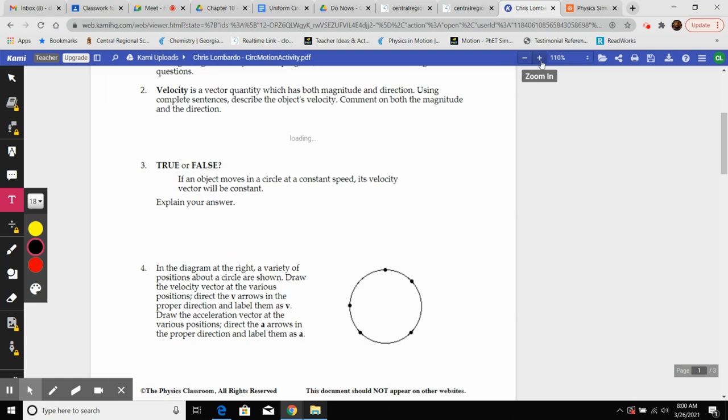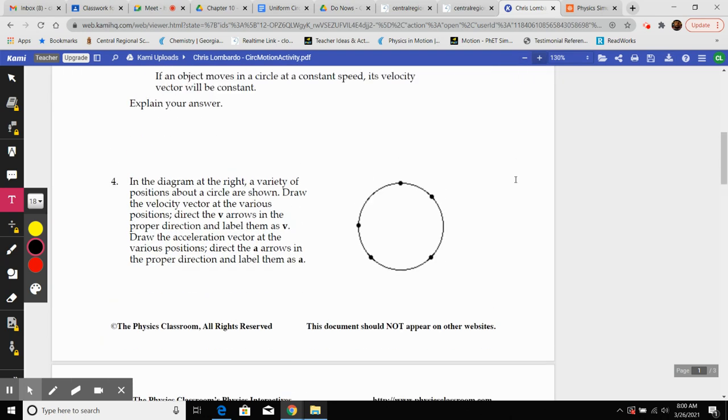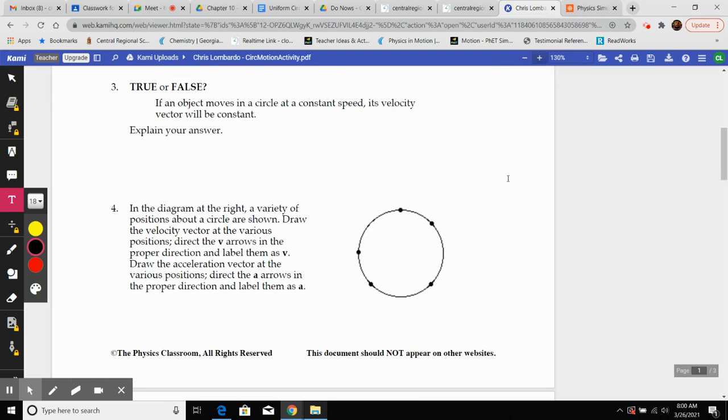All right, now for number 4, I'm going to zoom in just a tiny bit. So for number 4, in this diagram here, they have a variety of positions indicated by these little dots. They want us to draw the velocity vector at the various positions, direct the velocity arrows in the proper direction and then label them as v. And then they want us to draw the acceleration vector at these different positions, put them in the proper direction and label them as a.